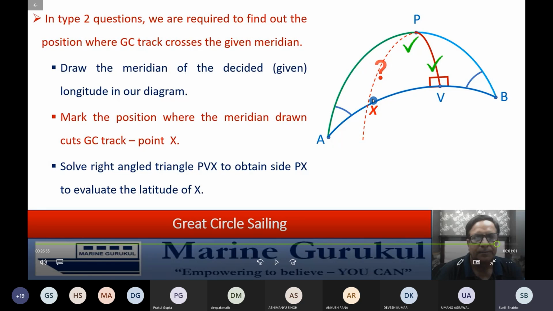Now beta, in the great circle questions, this is what will be given to you. They will give you either a particular latitude or a particular longitude, and they will tell you to find out the position where the great circle track crosses it. So we have to first find out the vertex. Once the vertex is known, we have to make this diagram and find out that position X. Any doubt in your mind related to this complete process now?